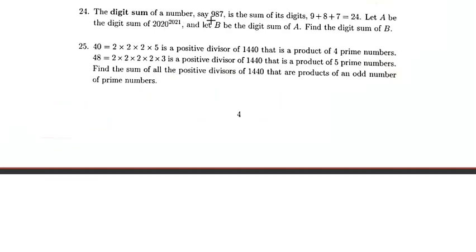The digit sum of a number, say 987, is the sum of its digits: 9 plus 8 plus 7, which is 17 plus 7, 24. Let A be the digit sum of this number, 2020 to the power of 2021. And let B be the digit sum of A. Find the digit sum of B.